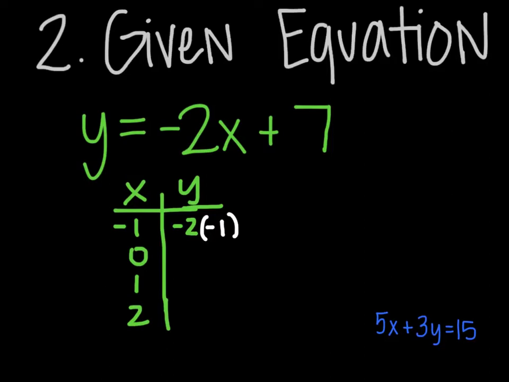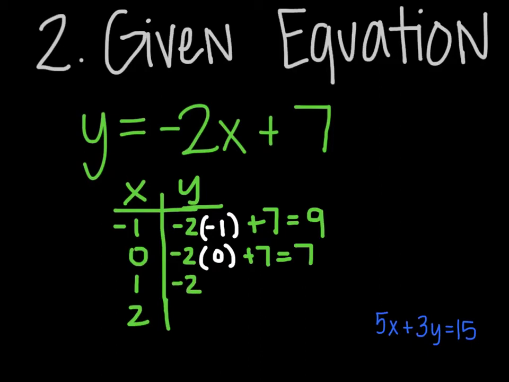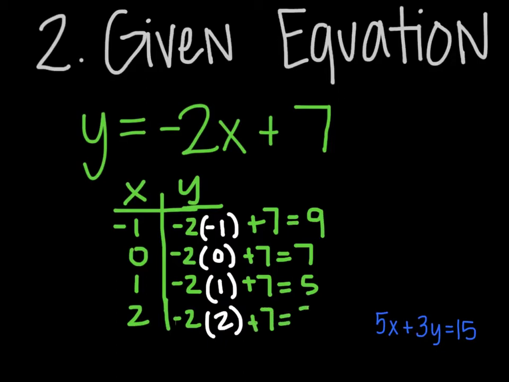Negative 2 times negative 1 is 2, plus 7 equals 9. Same thing here, negative 2 times 0 is 0, plus 7, that's 7. Negative 2 times 1 is negative 2, plus 7 will give you an answer of 5. And then we have negative 2 times 2, which is negative 4. Negative 4 plus 7 is 3.